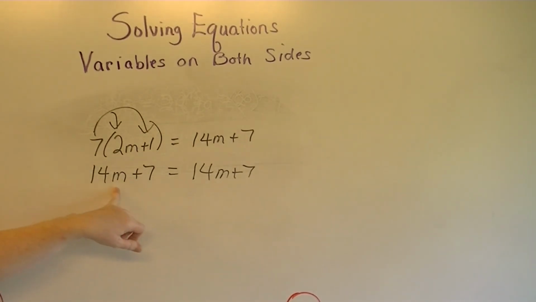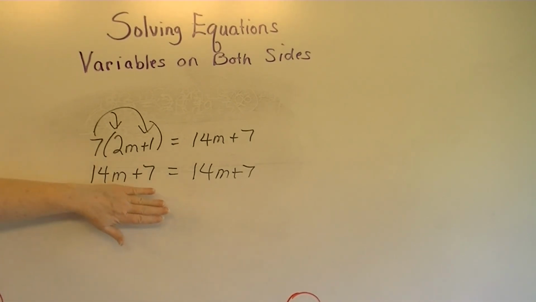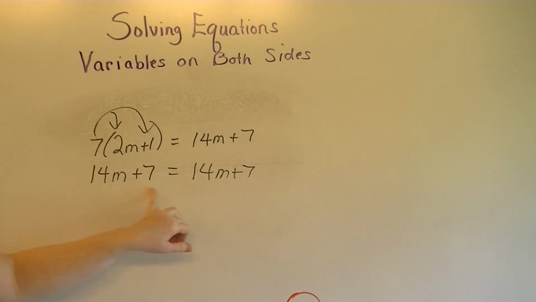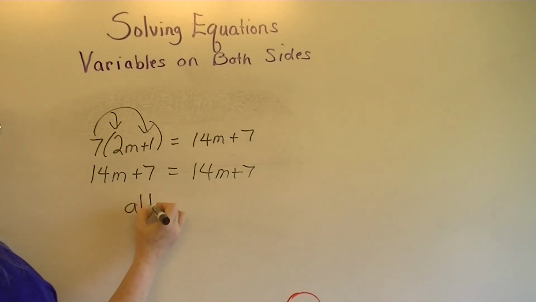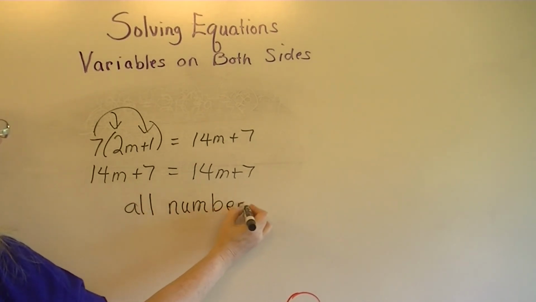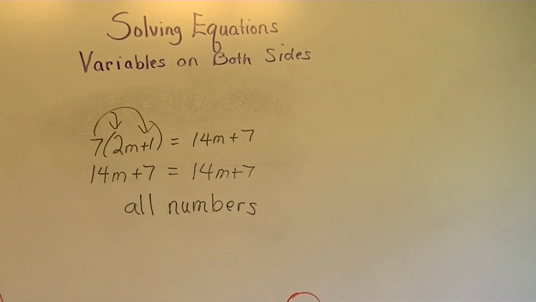If I tried the number 2 to see what answer I would get, I'm still going to come out with the same answer on both sides. So when you solve an equation and it looks exactly the same on both sides, the same terms, the same positives or negatives, then you're done and you would just put all numbers. So all numbers would be your solution.